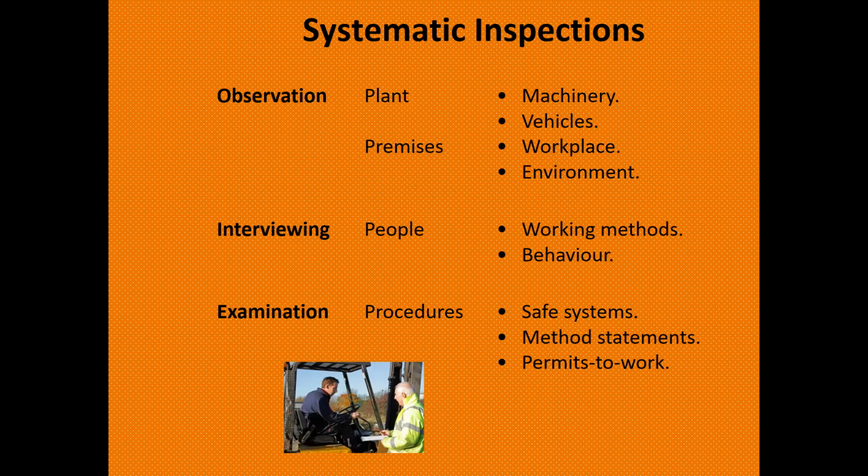Systematic inspections. What are the types of inspections? One is systematic observation. We are going to inspect something, sometimes general or sometimes specific. We go and check the premises, overall workplace environment, housekeeping, access, egress, fire safety measures, machineries, vehicles, plant, and equipment. That is observation, what we observe on site.